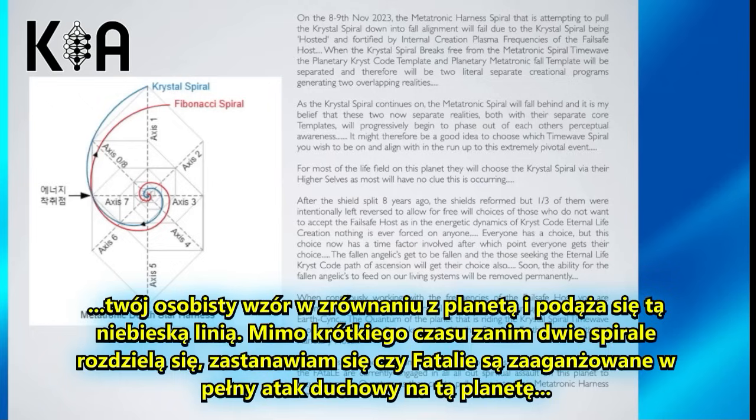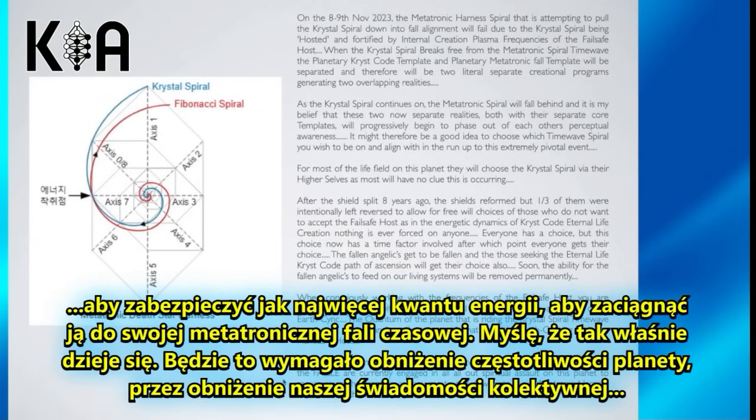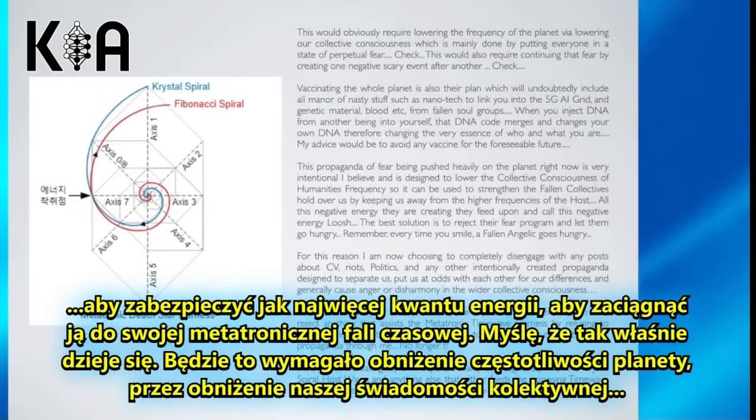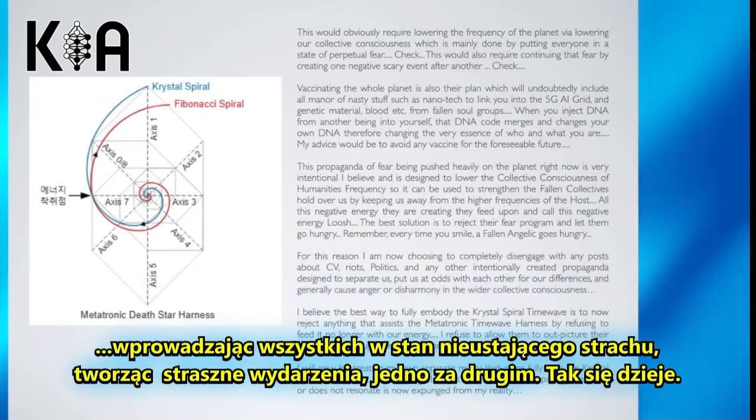Given the short amount of time before the two spirals separate, I'm wondering if the Fatallies are currently engaged in an all-out spiritual assault on this planet to secure as much quantum as they can to pull down into their Metatronic harness time wave. I think, yes, that's exactly what's going on. This would obviously require lowering the frequency of the planet via lowering our collective consciousness, which is mainly done by putting everyone in a state of perpetual fear.